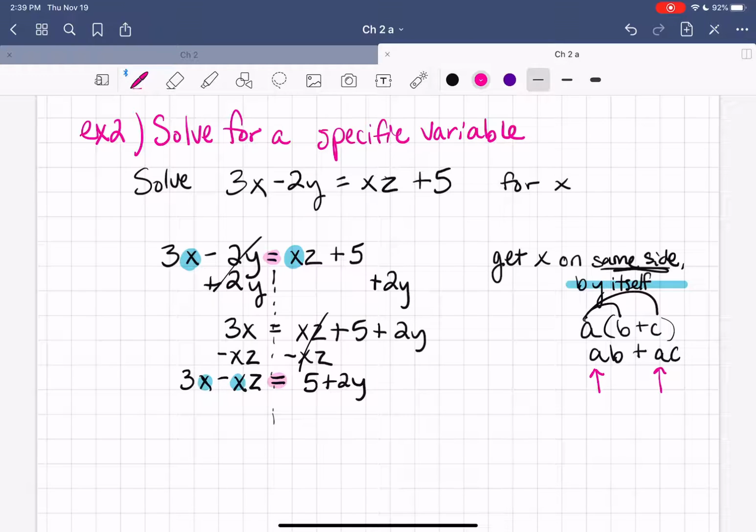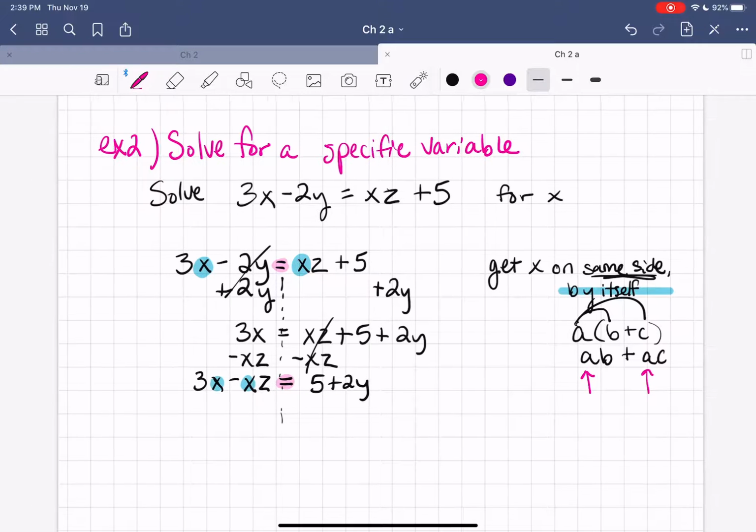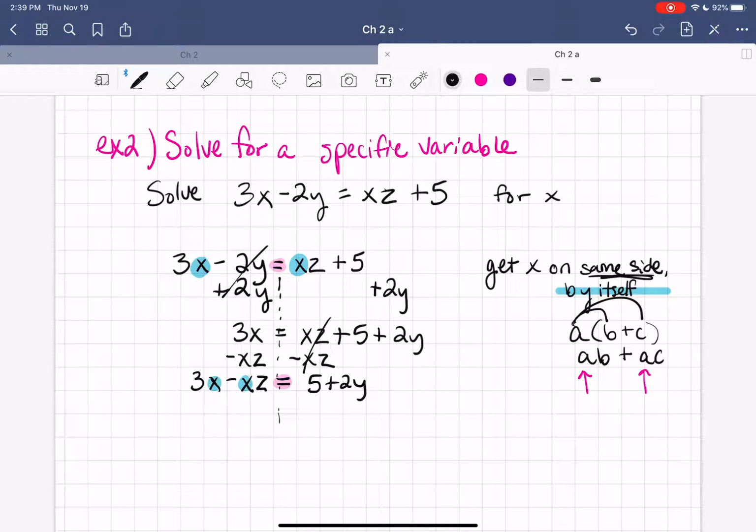So look at what I'm doing. I'm going to pull x out of these. This is like factoring. I think you guys have done a little bit of that at least. I'm going to say, you know, this 3x minus xz, it's the same thing really as x times 3 minus z. So let me prove that to you over in this corner.